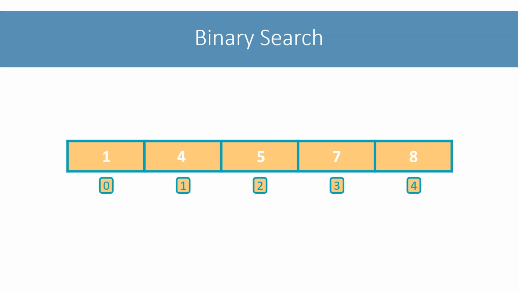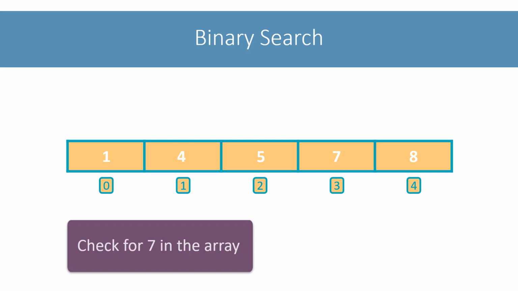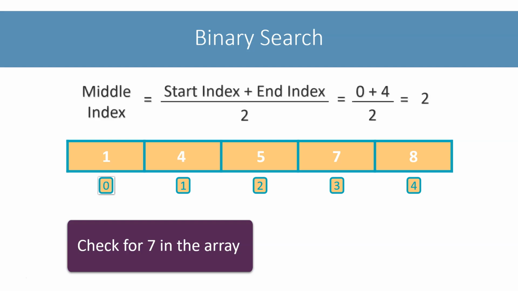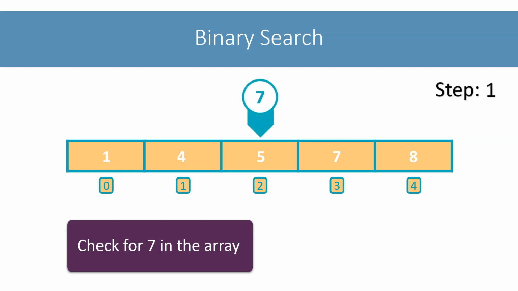Like linear search, here too, we want to check if 7 is present in the array or not using binary search. In the first step, we will compare 7 with the middle element of the entire array. To find the index of the middle element, we use the formula start index, which is 0, plus end index, which is 4, divided by 2. This gives us the index of middle element as 2. Let's compare 7 with the middle element.